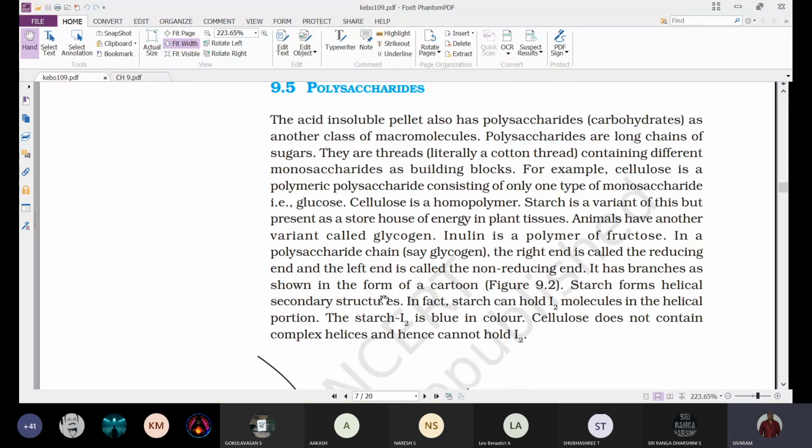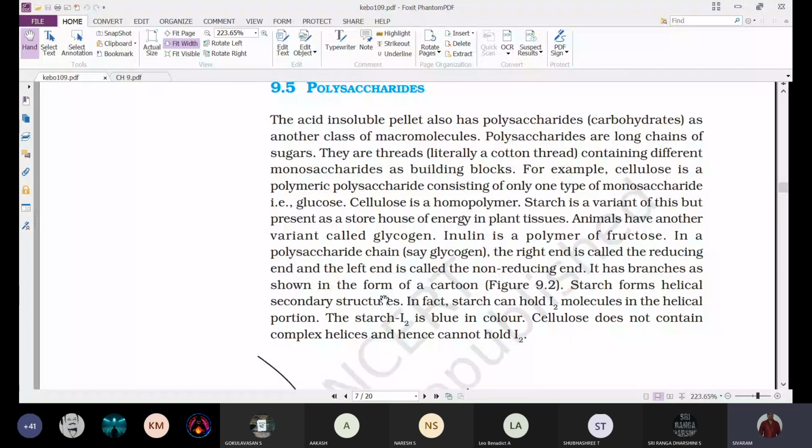And next, another homopolymer is honey, which is also a homopolymer of fructose.